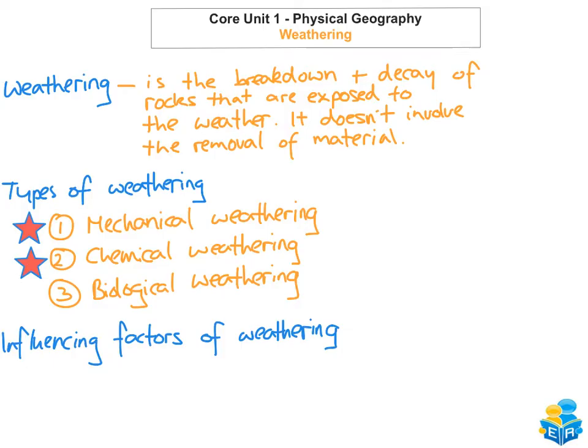The next thing we're going to look at is some of the influencing factors of weathering. And there's three main influencing factors of weathering. The first one is rock type. So rock type.